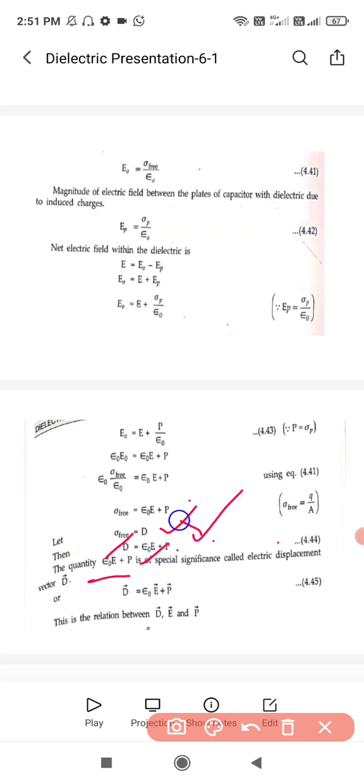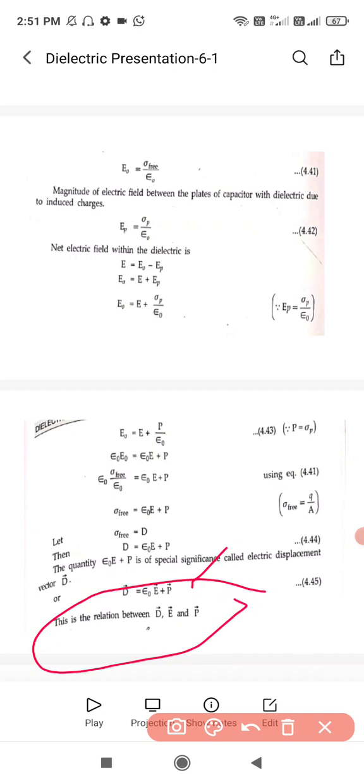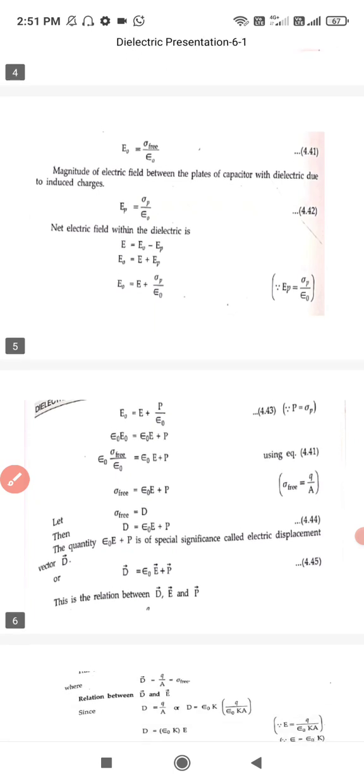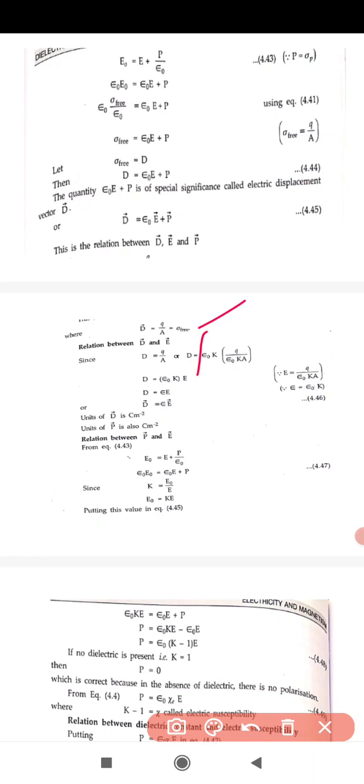The quantity epsilon naught E plus P has special significance and is called the electric displacement vector D. Therefore, finally we get the equation D, the electric displacement vector, is equal to epsilon naught E plus P. This is the relationship between the electric displacement vector D, the electric field E and the polarization vector. With this, the derivation is proved. Sometimes they ask 2 or 3 marks questions: obtain the relationship between D and E.